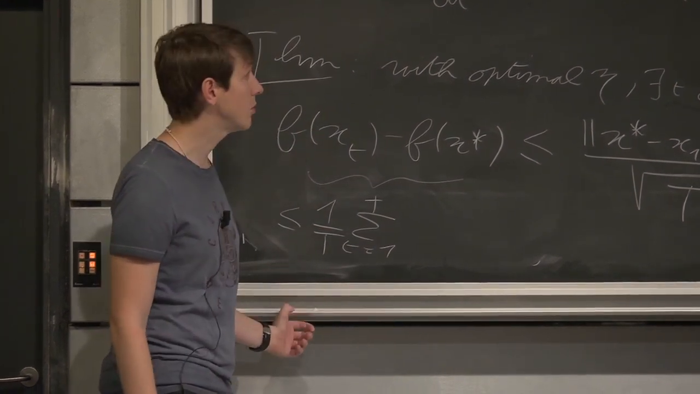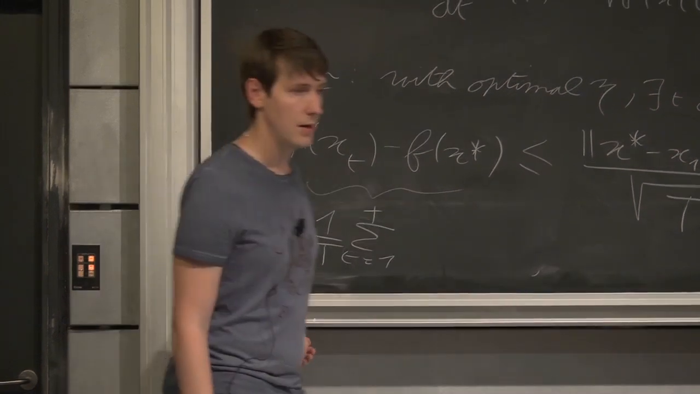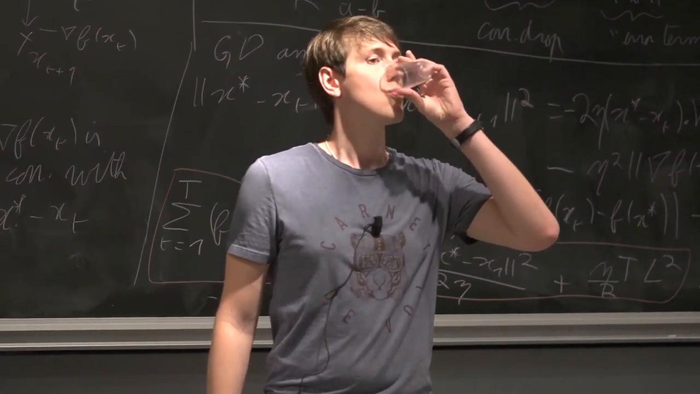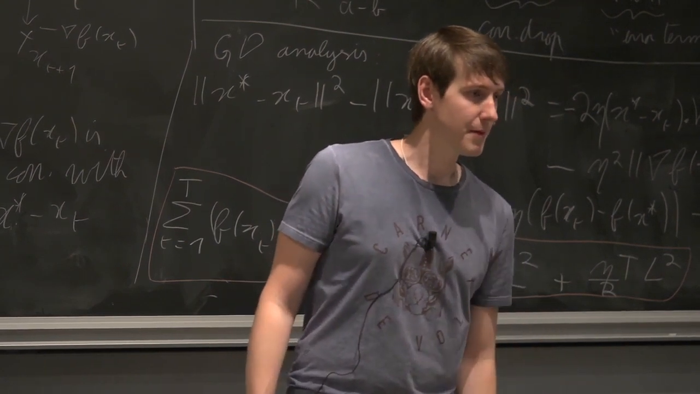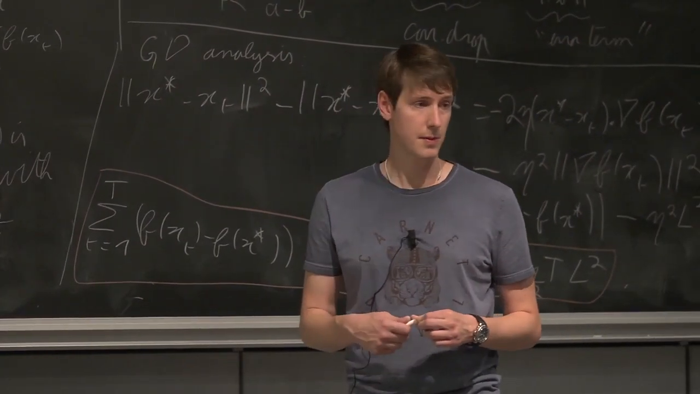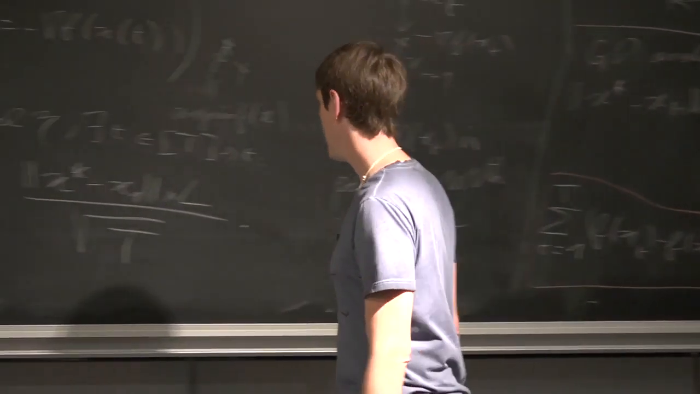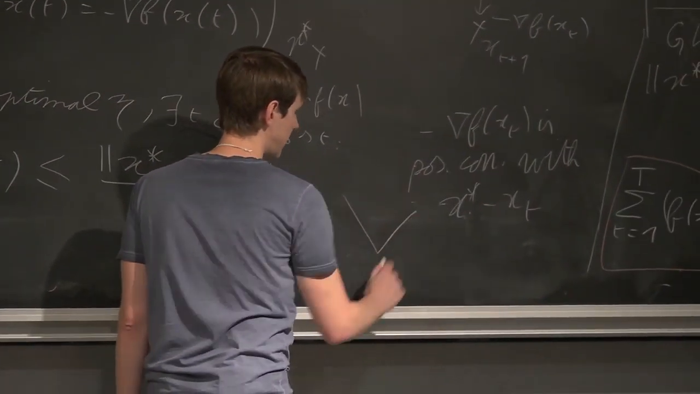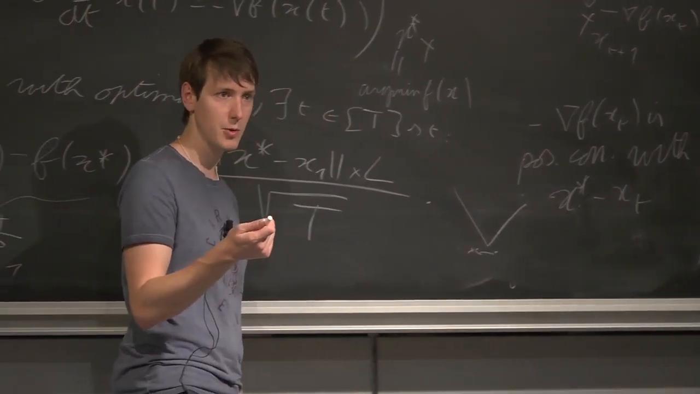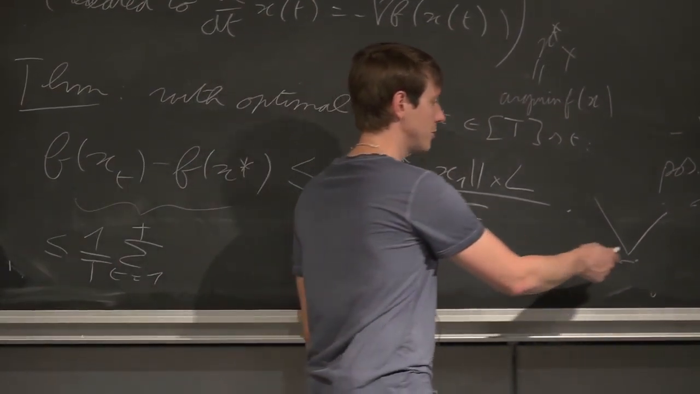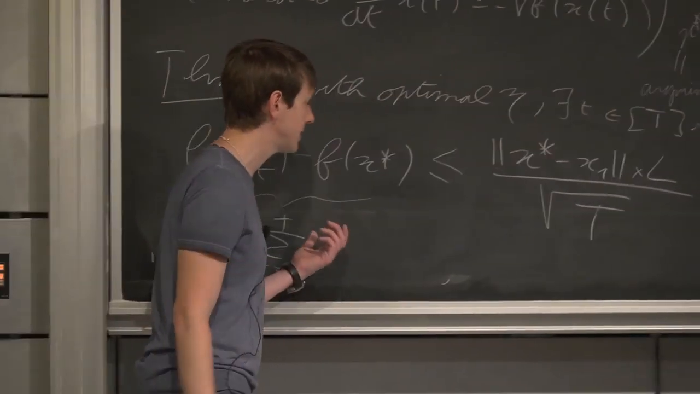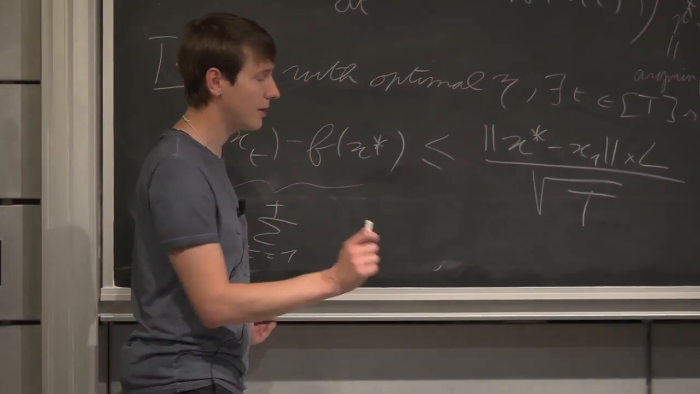Is there more questions on this? Yeah? I think the question is, can you get this with capital T? Isn't it true that f of x_t is decreasing so that the last one is the smallest? That is not true, because if you have a function like this, you're here, you can overshoot and get here, so it's not decreasing along the path. You could keep bouncing back and forth. Anyway, I don't want to get into more details of this.